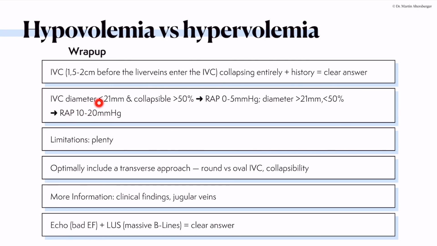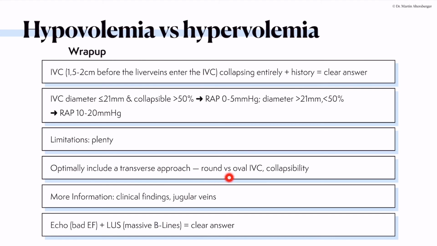So in case of a dilated, non-collapsible inferior vena cava, we are just roughly estimating the pressures, and that leads to the next very important point. This cutoff of 21 millimeters and the collapsibility, if it's not a really clear case of, for example, hypovolemia, has plenty of limitations. What you can use is a transverse approach. So not only the longitudinal approach of the IVC, but also a transverse approach.